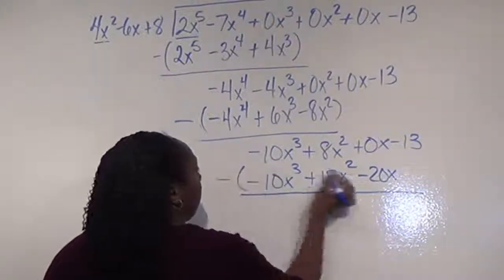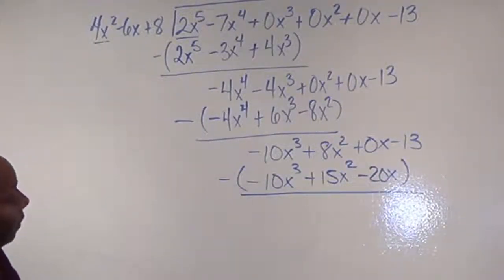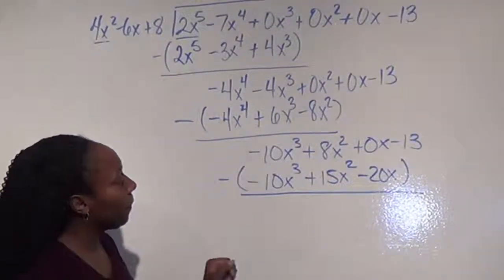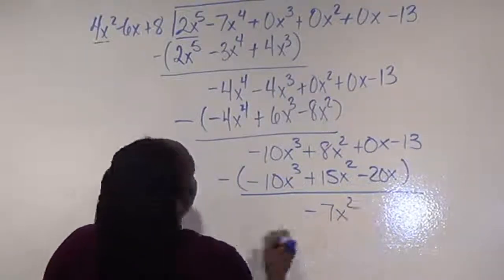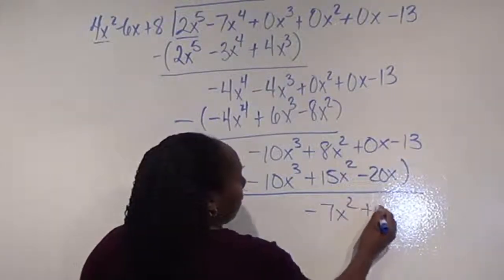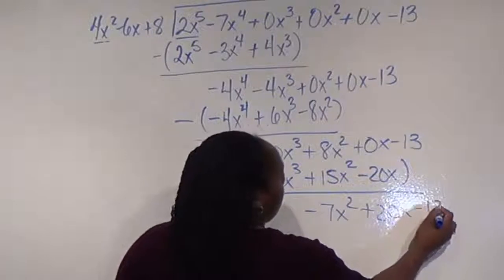We'll go ahead and subtract. The x cubed terms go away. 8 minus the 15 looks like a negative 7x squared plus a 20x minus 13.